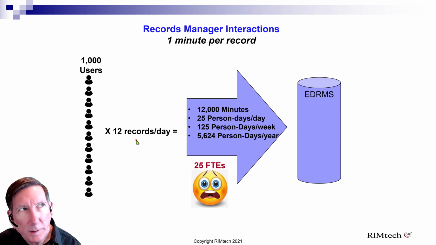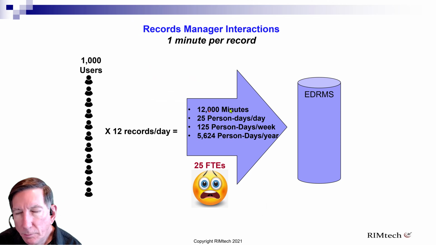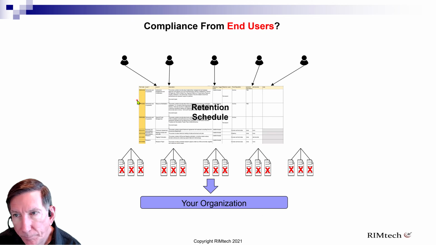So let's say that you need 60 seconds per document to check it, not modify the document, but correct the classification of it, or to determine if it's a record or anything at all. 1 minute each. Well, that would mean that the records manager would need 12,000 minutes. That's 25 days of work to check those 12,000 records. So this clearly is just not going to happen.